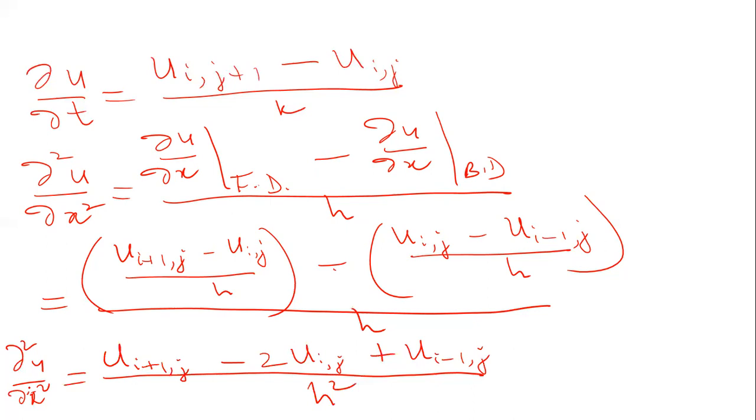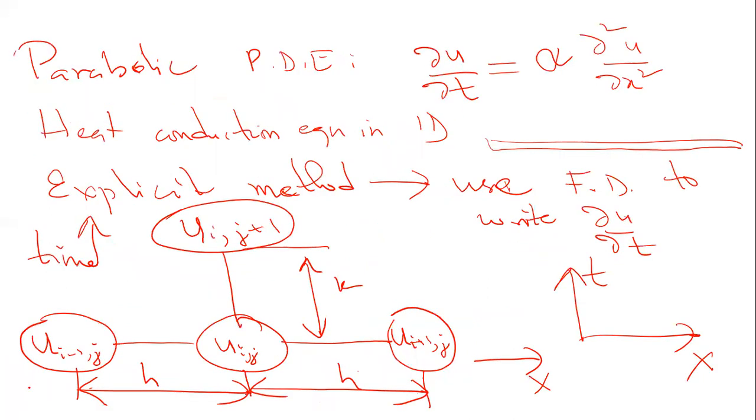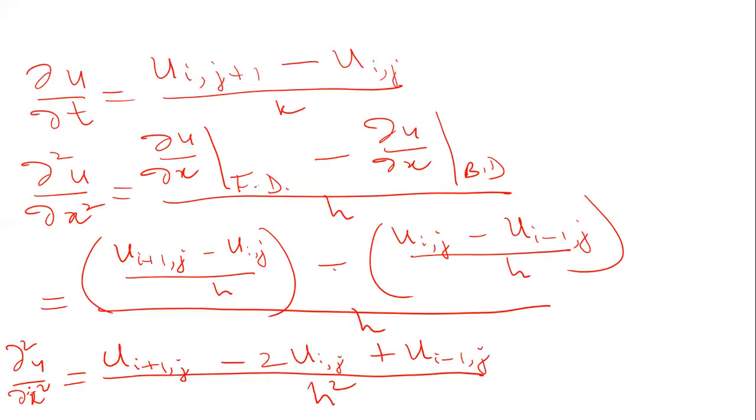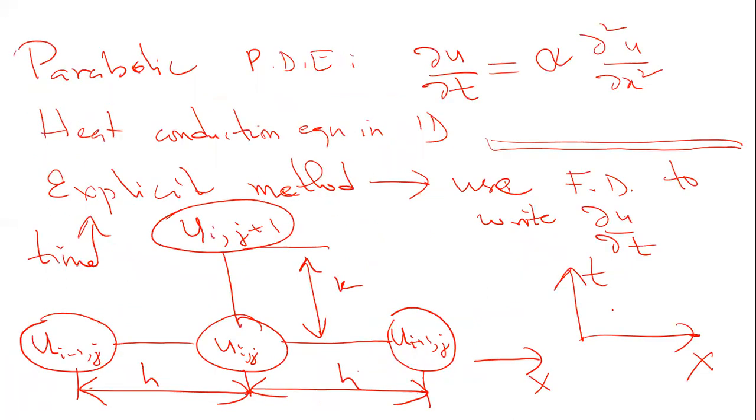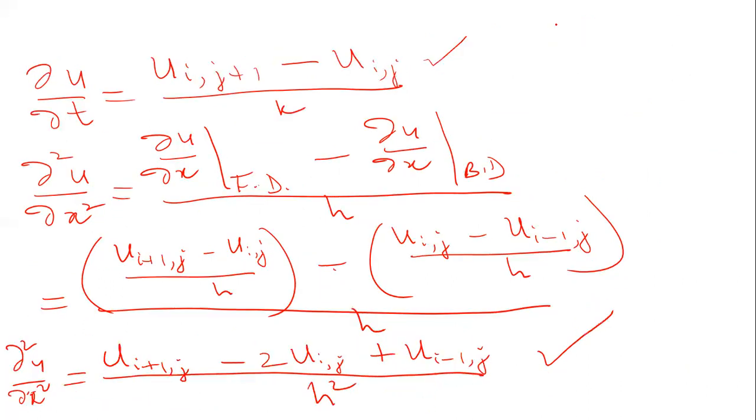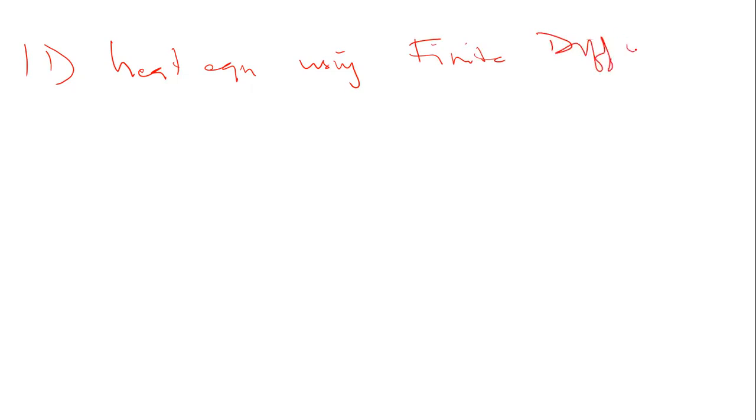This is how we are going to write del square u upon del x square. Now we can write our time derivative like this, and del square u upon del x square like this. So you substitute here in this one-dimensional heat equation. Once you substitute, you can write the 1D heat equation using the finite difference approach.